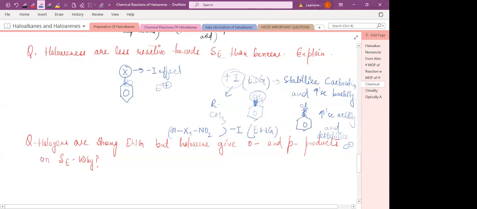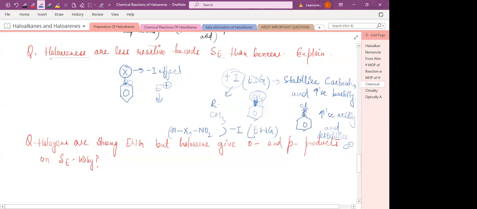What is an electrophile? Electrophile means electron loving, which is electron deficient. That electrophile has a lack of electron. Electron deficient species are electrophiles. That's why they love electron. They want more electron. Right? So what happens when the electron withdrawing group is attached?